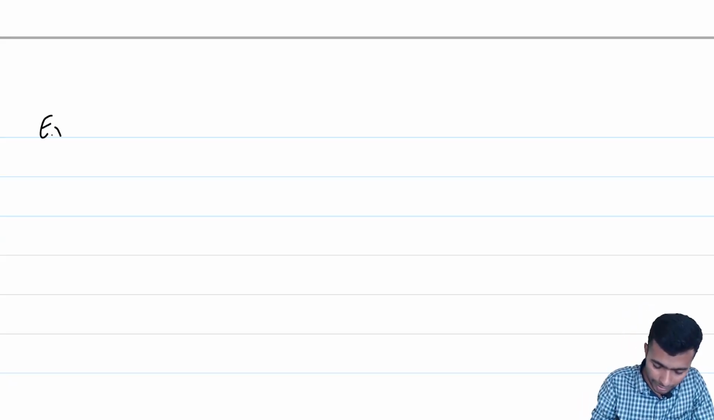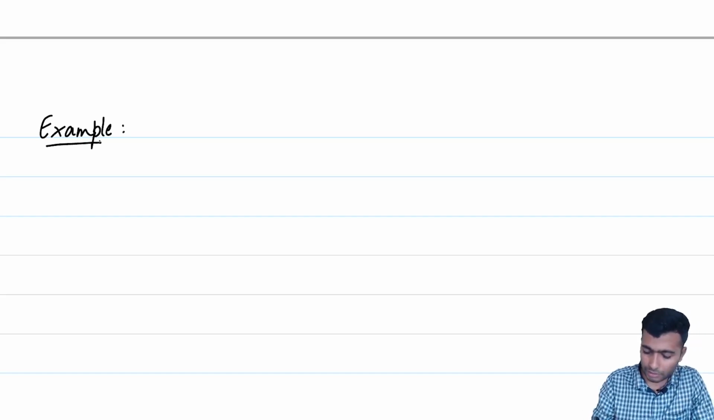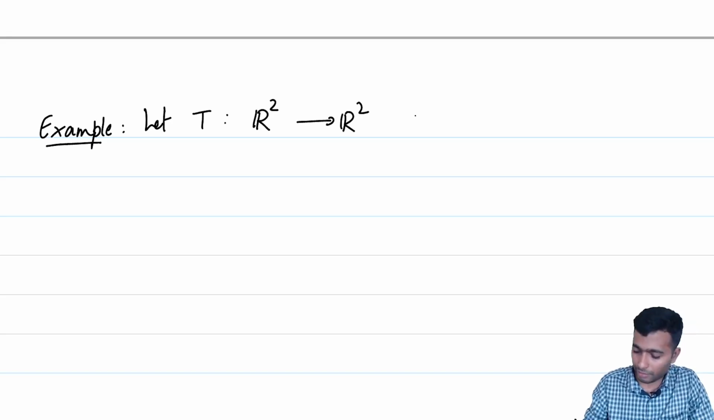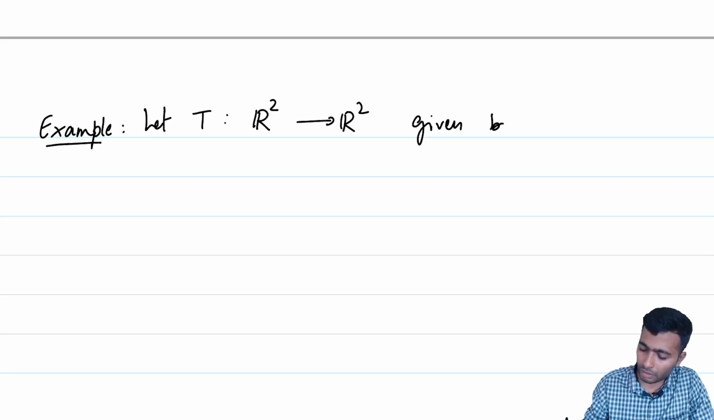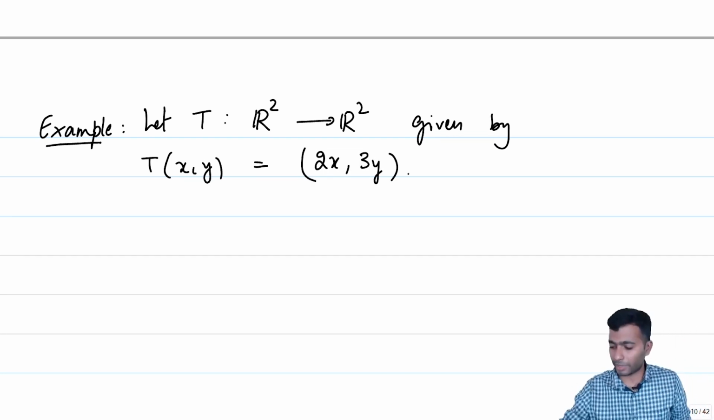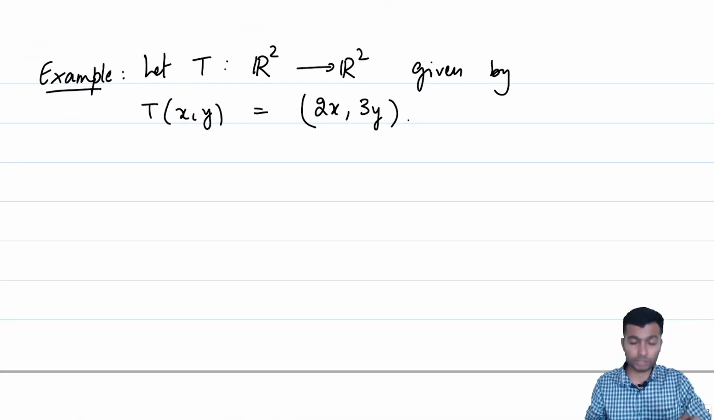So, let us look at a few examples. Maybe a good example would be, let us consider some simple example, say from R2 to itself. Let T be a map given by T of (x, y) is equal to (2x, 3y). We have already seen some examples here, but let us just focus on this particular example. T of (x, y) is (2x, 3y).